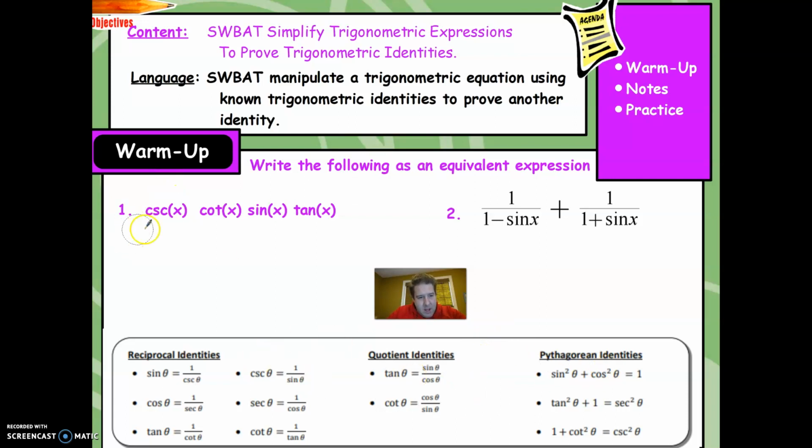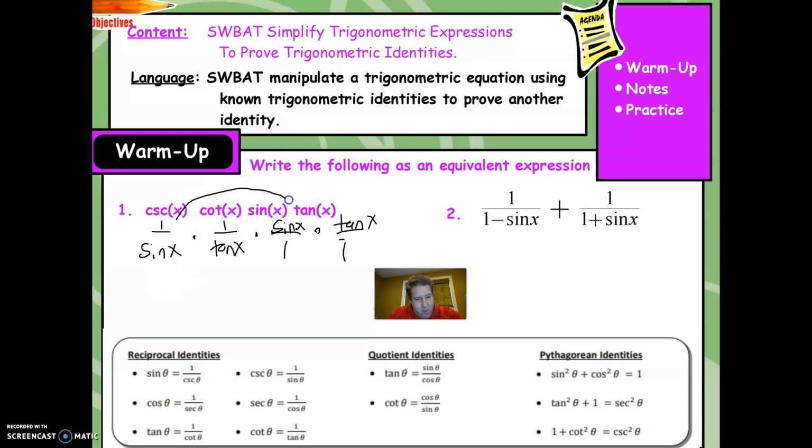So cosecant of x, as we can see down here, using a reciprocal identity, is really 1 over sine of x, being multiplied by cotangent of x. Cotangent of x is the same thing as 1 over tangent of x. And if I keep sine of x as sine of x over 1, and multiply tangent of x over 1, now you'll see that we have two pairs of reciprocals of each other.